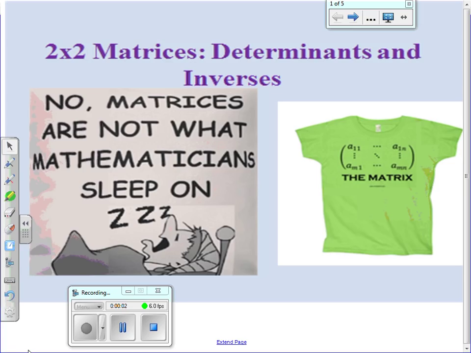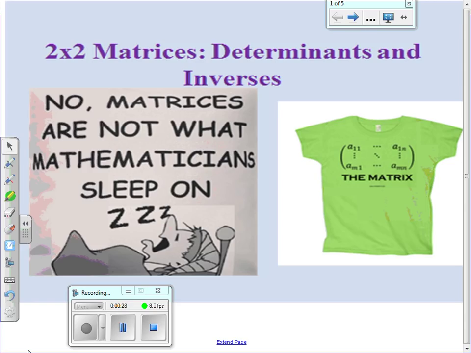Hey, what's poppin'? In this video, we're going to be looking at how do we calculate the determinant of a 2 by 2 matrix? How do we calculate the inverse of a 2 by 2 matrix? Before we begin, I would just want to say that these concepts, determinants, inverses, do extend to higher order matrices. 3 by 3, 4 by 4, 5 by 5, you get the idea.